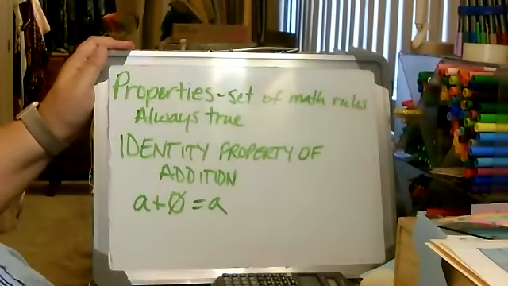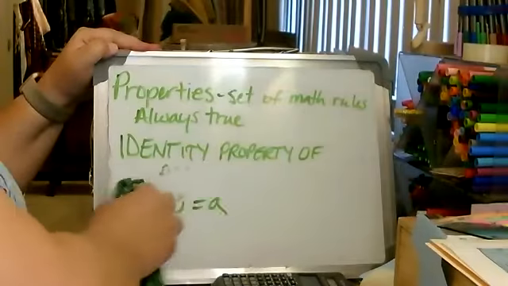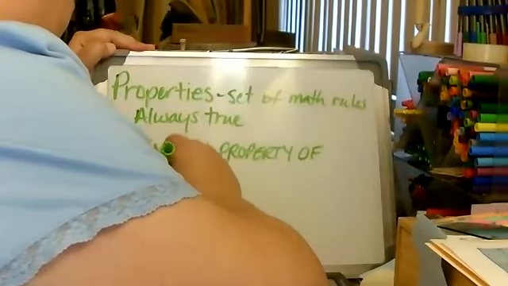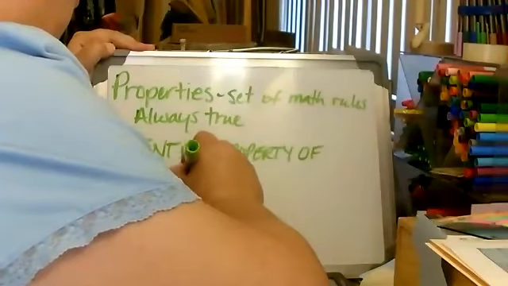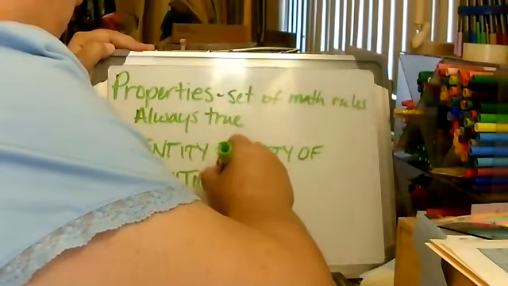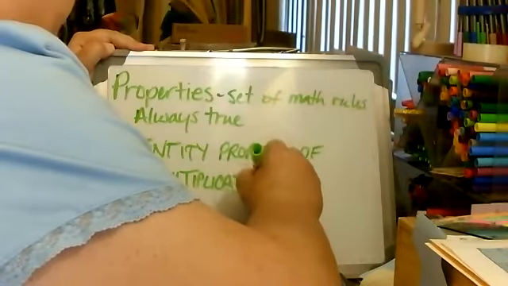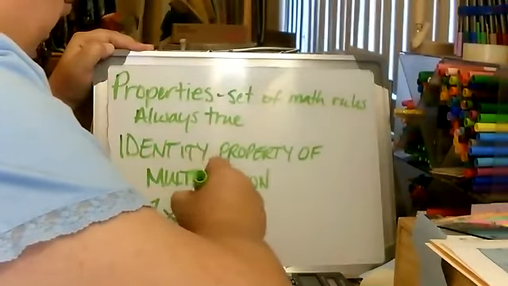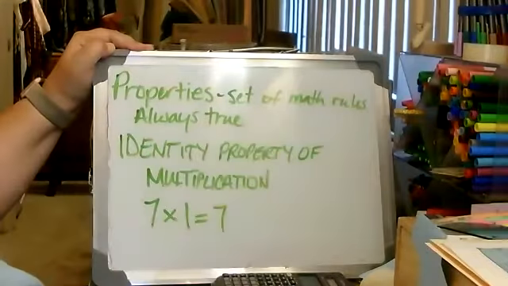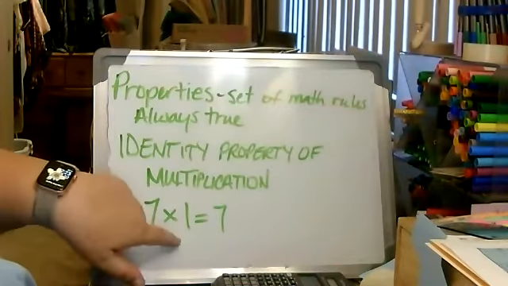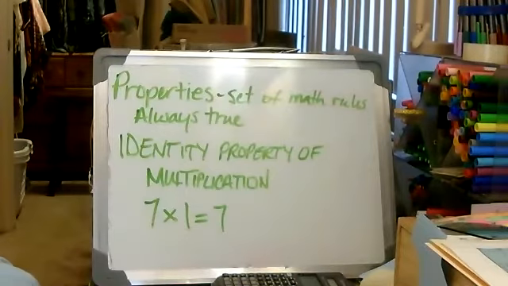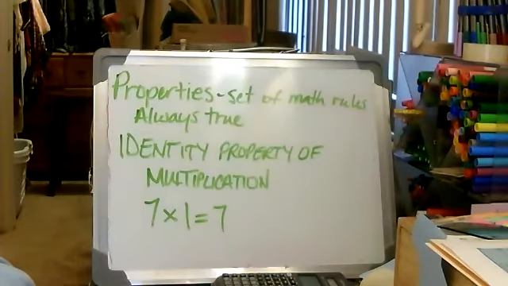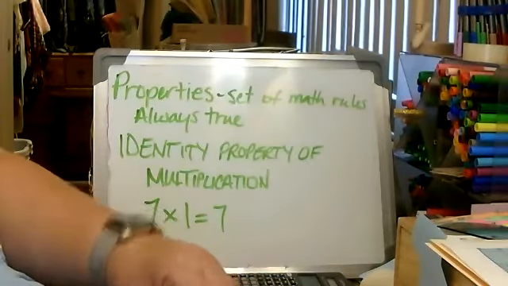The identity property of multiplication, however, is along the same lines, but it looks different. 7 times 1 equals 7. Anytime you multiply a number times 1, it will still remain that number. So if you multiply any number by 1, that number stays the same. That's the identity property of multiplication.